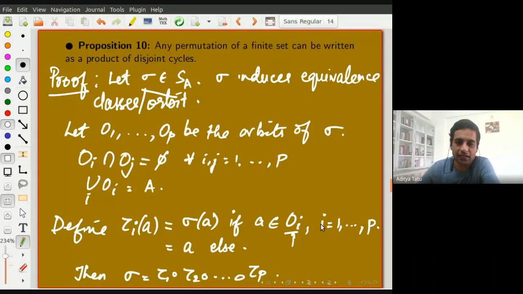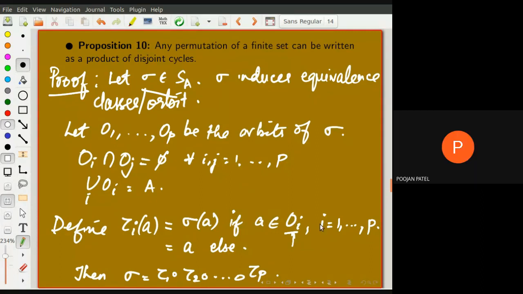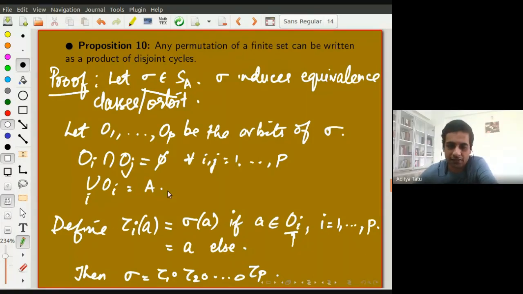Okay, so that is why tau I is a cycle. Yes. But sir, tau I will contain more than one element, but it will also contain one element because... No, no, no. See, tau I is a function, so it doesn't make sense to say it will contain more than one element. What do you mean by that?